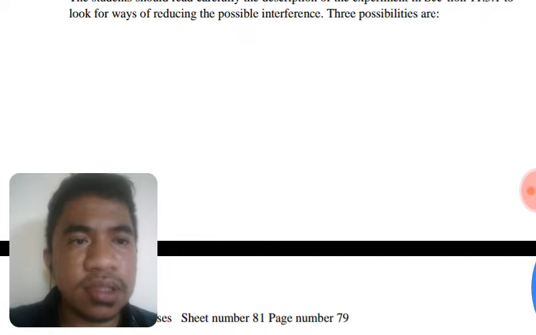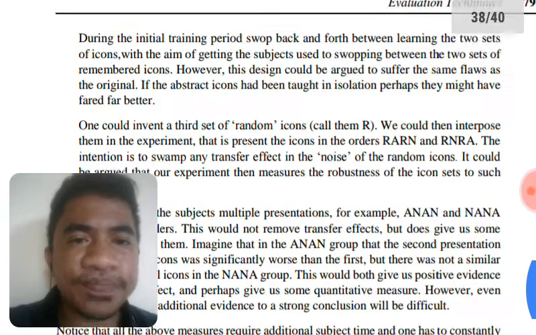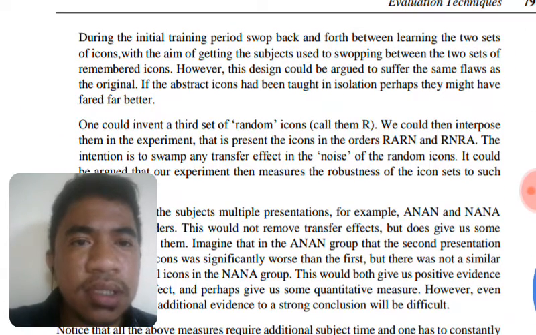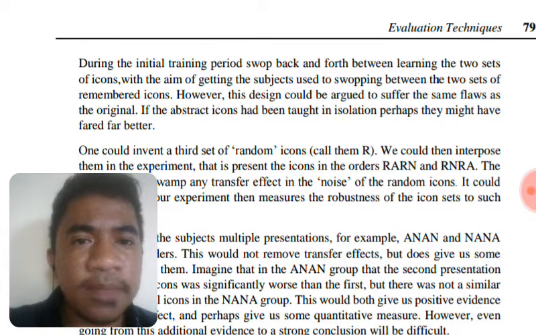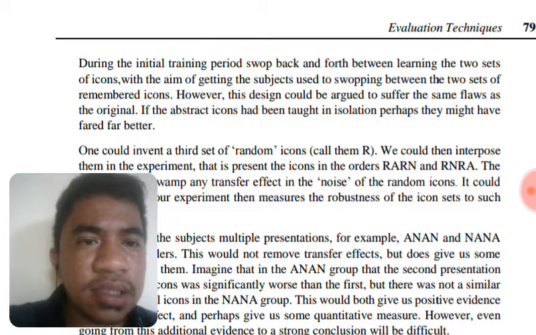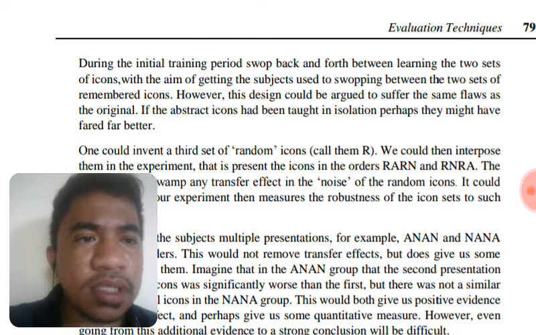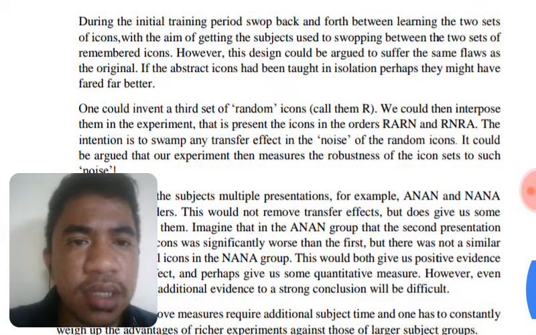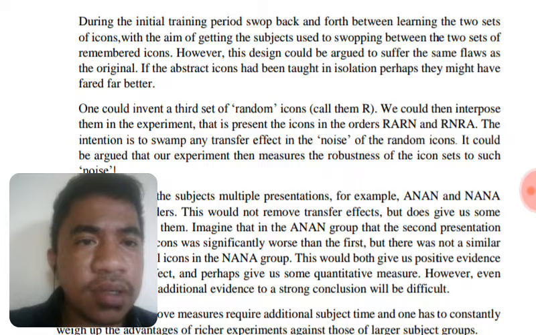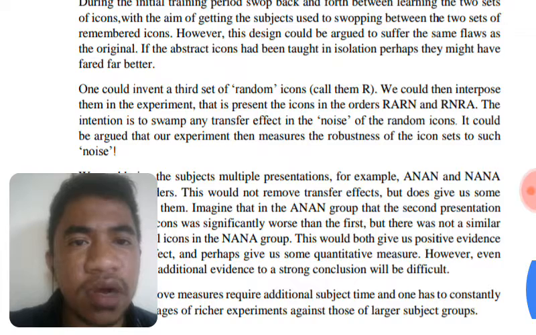Three possibilities are: during the initial training period, swap back and forth between learning the two sets of icons, with the aim of getting the subject used to swapping between the two sets of remembered icons. However, the design could be argued to suffer from the same flaw as the original. If the abstract icons had been taught in isolation, perhaps they might have fared far better.